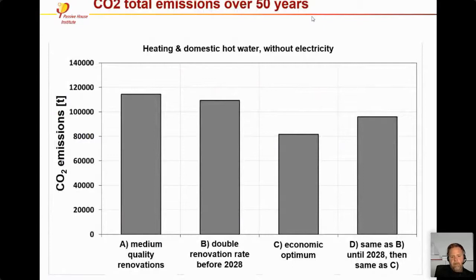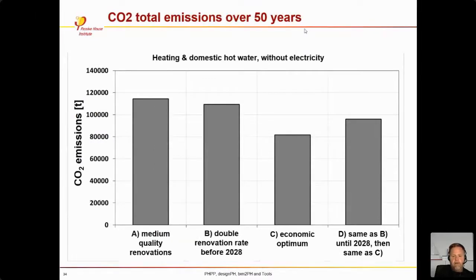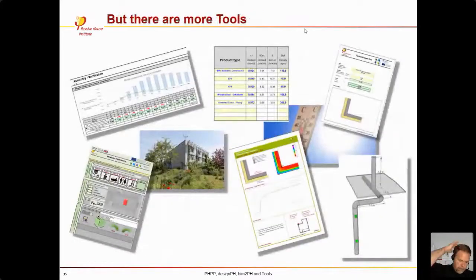In the end, this would be the total CO2 emissions for this district after 50 years. So this is what you can do with district PH. I'm coming to more tools. As you can see here, there's more. Some of you may have heard of them.